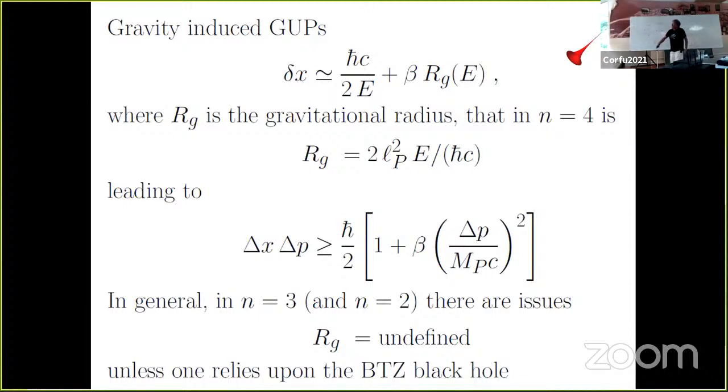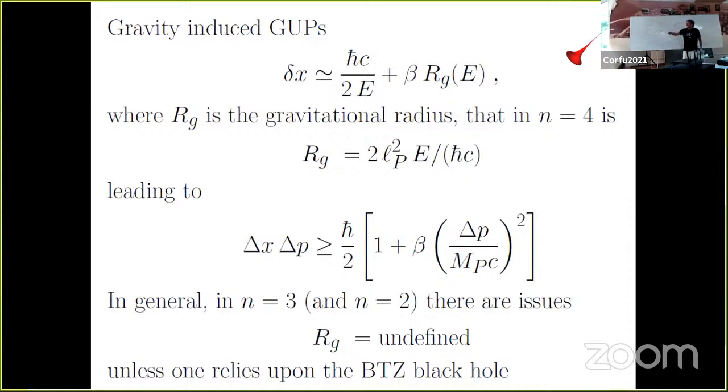So let me go back to this GUP story. It is known in the field that you can have a modification of the standard uncertainty principle, due to the fact that when you try to localize a particle and pour a lot of energy into it, if the wavelength of the photon becomes as small as the Schwarzschild radius associated to that photon, then you cannot go beyond that. So there is a tension between these two terms, and people draw their picture. This stuff is quite well known, and people have come up with expressions for this gravitational radius, which is given here for n equal 4, and there is a generalization for n greater than 4. All this leads to the generalized uncertainty principle.